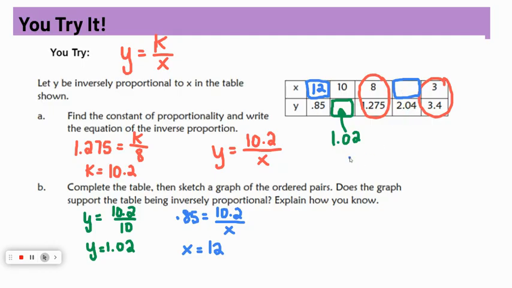Last but not least, they tell me the y value is 2.04. And I want to know the x value, the k value is 10.2. So multiply by x, divide by 2.04. And we get x equals 5.